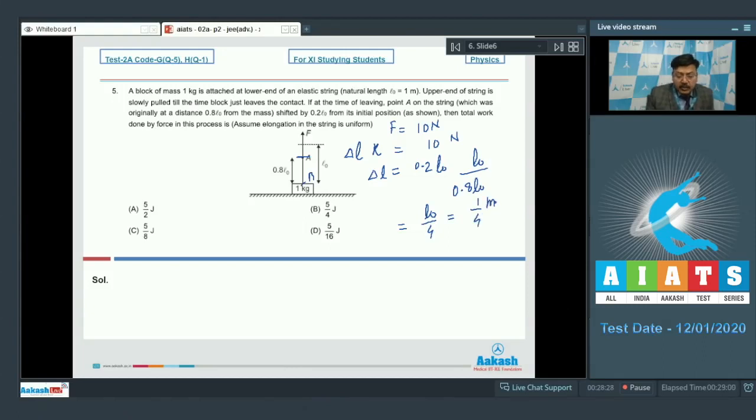And the total energy stored will be half K delta L square. The value of K is 10 divided by delta L, which is 1 by 4. So half K into delta L square, that's 1 by 16. Let's evaluate this: it's 10 by 8, and in fact it is 5 by 4 joule. And if we look at the options, it's matching with option B. So option B is correct for question 5. Let's go to the next question now.